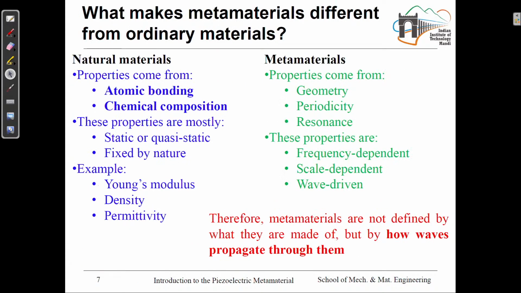Hence, you can see what makes metamaterial different from ordinary materials, like natural materials. In natural materials, the properties come from atomic bonding and chemical composition, and these properties are static, they cannot vary, right? They are fixed by nature. Examples are modulus, density, and permittivity. In metamaterials, the properties come from the geometry, periodicity, and resonance, and these properties are frequency dependent.